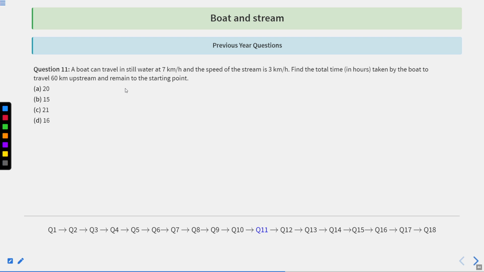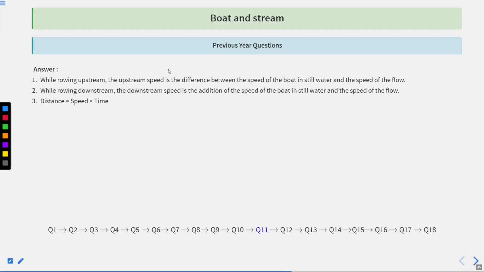Moving ahead with problem number 11. A boat can travel in still water at 7 km per hour and the speed of the stream is 3 km per hour. Find the total time in hours taken by the boat to travel 60 km upstream and return to the starting point. Let me just highlight some important points in the question first before we move to the solution.